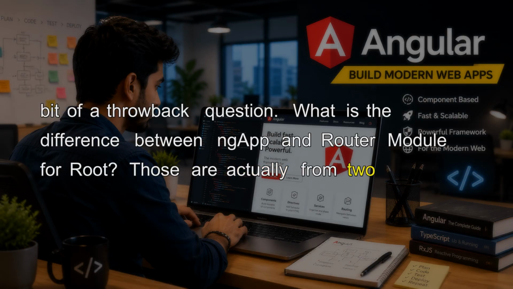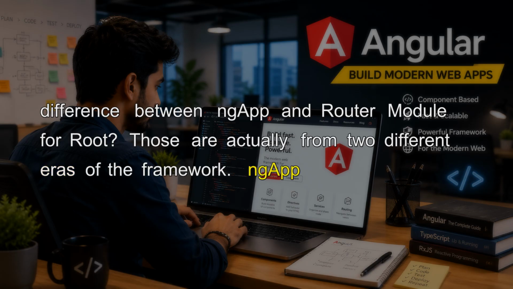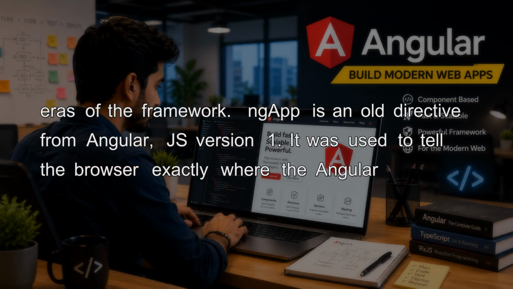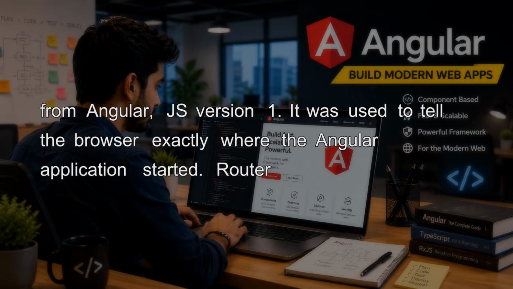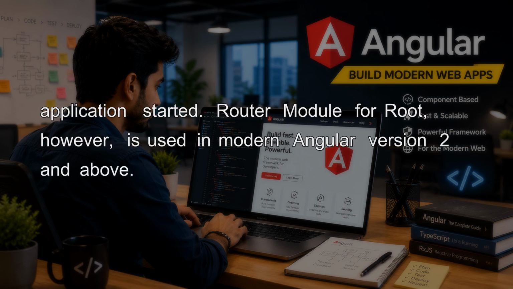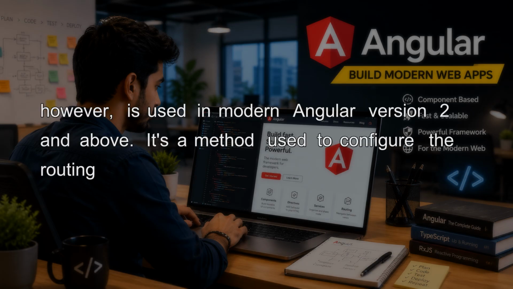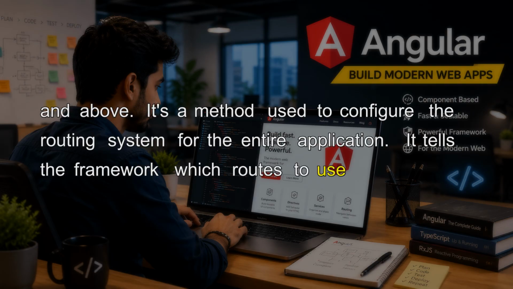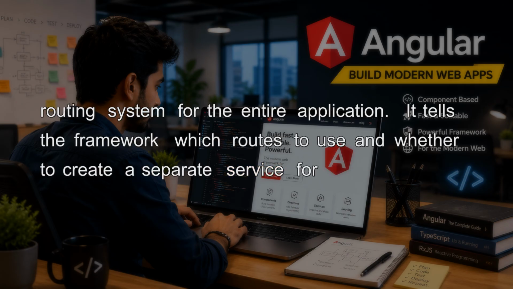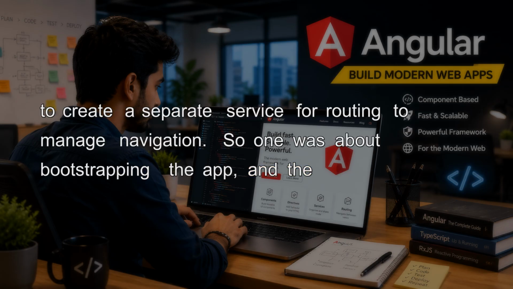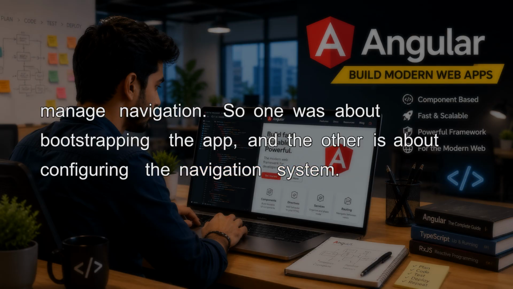Those are actually from two different eras of the framework. ngApp is an old directive from AngularJS version 1. It was used to tell the browser exactly where the Angular application started. RouterModule.forRoot, however, is used in modern Angular, version 2 and above. It's a method used to configure the routing system for the entire application. It tells the framework which routes to use and whether to create a separate service for routing to manage navigation. So one was about bootstrapping the app, and the other is about configuring the navigation system.